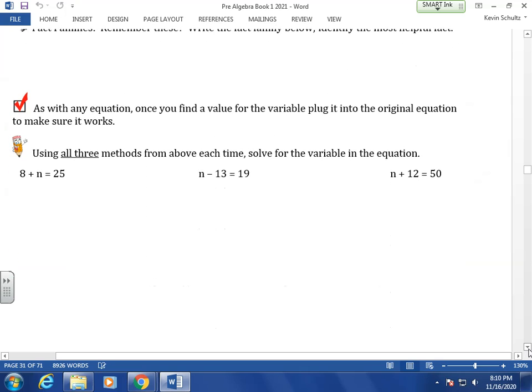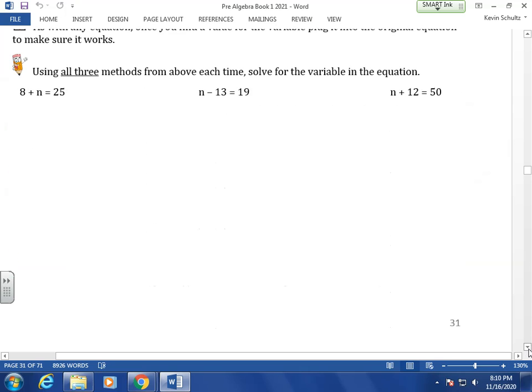A couple examples here. Again, it says using all 3 methods from above each time, no. Just the opposite operations. Using opposite operations.